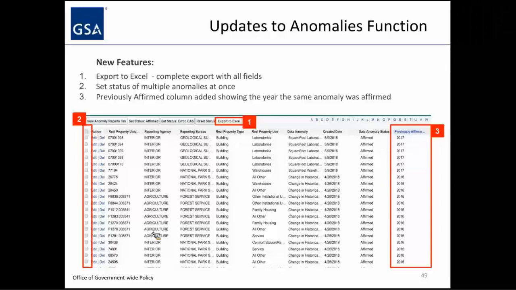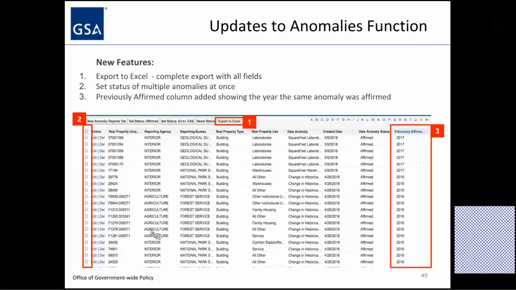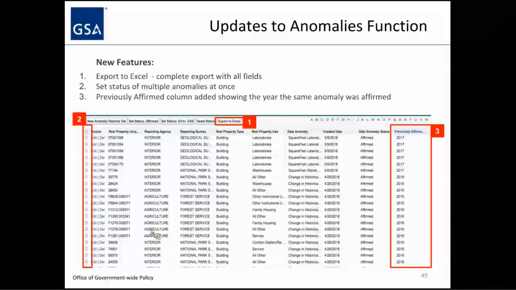See, we have one person typing. Any questions about anomalies before I move on to administrative functions? Okay, we have two people typing. We can come back and get them when you go over to the demo. Oh, they just came in.